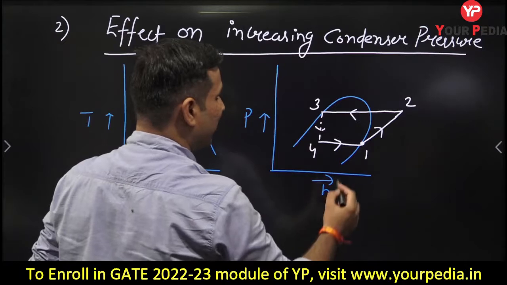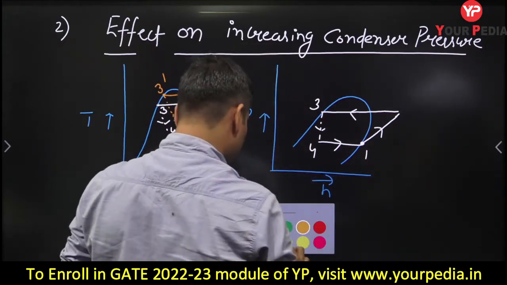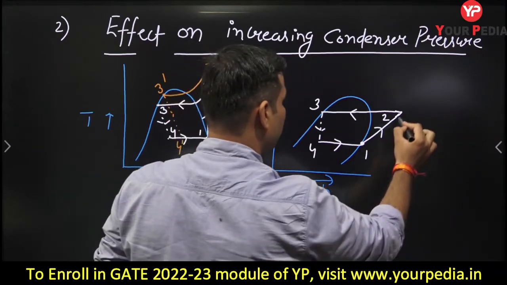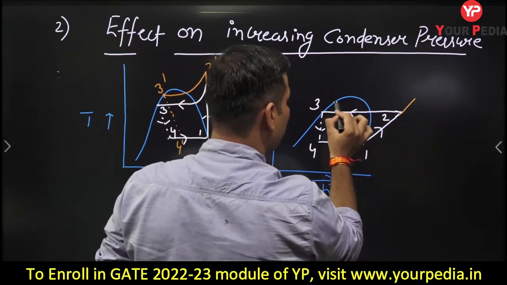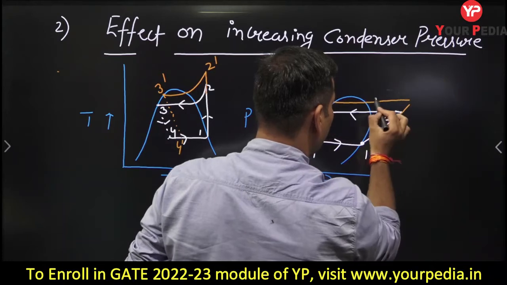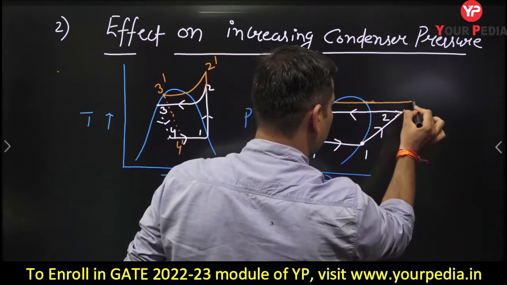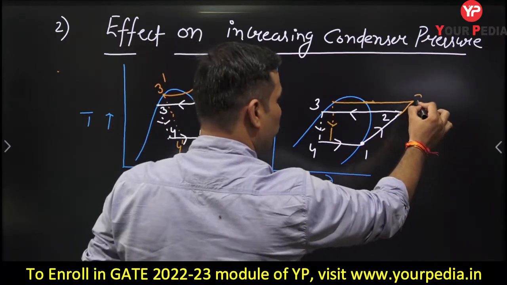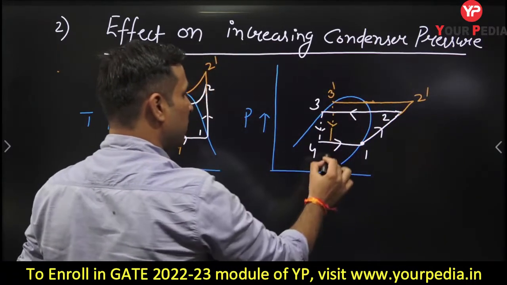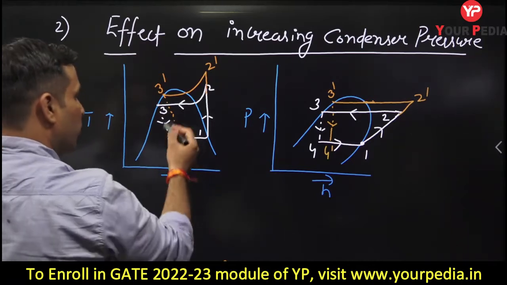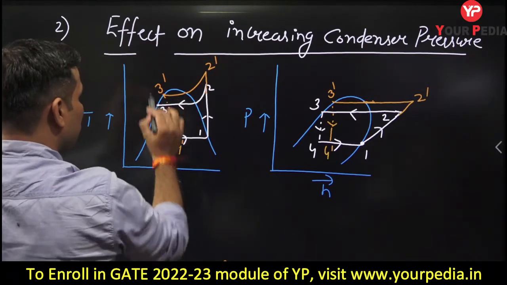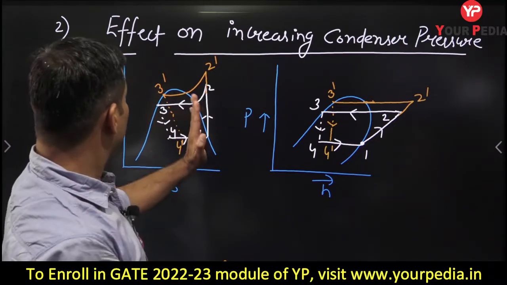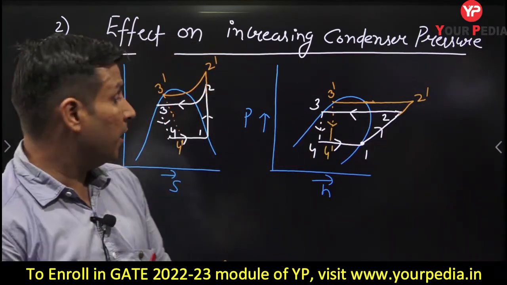And here also, so if you are increasing the condenser pressure, so the curve will go something like this. This is the high pressure and the curve will be something like this. Okay, and then this is the expansion. So this is 2 dash and this is 3 dash and this is 4 dash. Here also you can observe this point is 1, this is 2 dash, this is 3 dash, and this point is 4 dash. So this is the increase in condenser pressure on TS diagram, and this is on pH diagram.